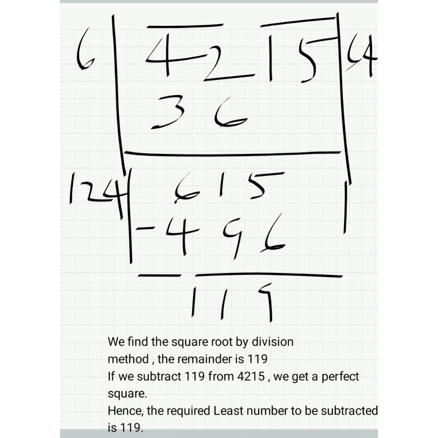What is the least number to be subtracted from 4215 to make it a perfect square? Here, once we apply the division method for 4215, the first pair is 42, the second pair is 15. 6 6s are 36. 42 minus 36 is equal to 6. Let us bring down 15, so 615. 2 into 6 is 12. Once we write 4 in the units place of the divisor and quotient, we will get 4 into 124 is equal to 496. 615 minus 496 is equal to 119. So the remainder here is 119. If we subtract 119 from 4215, we get a perfect square. Hence, the required least number to be subtracted is 119.